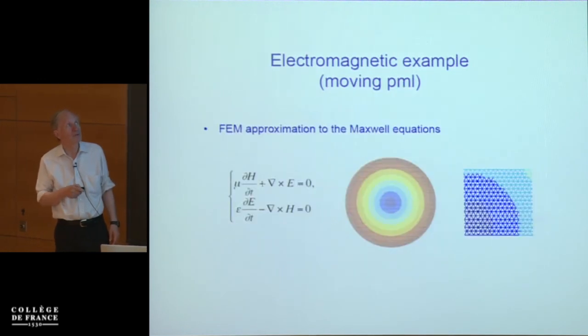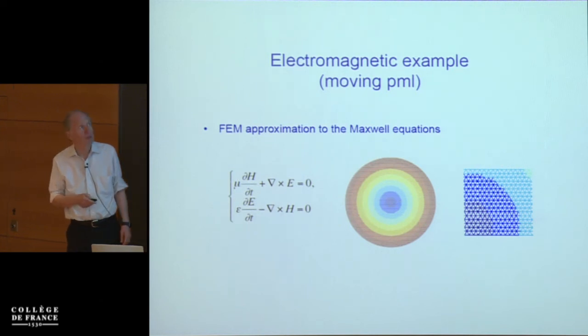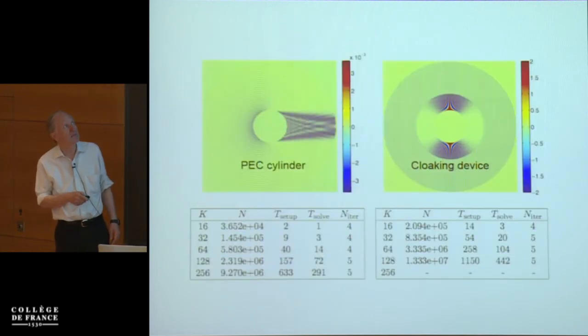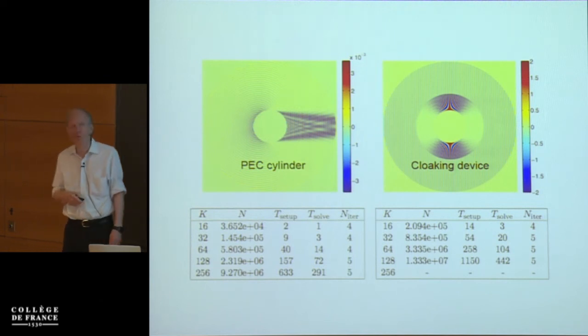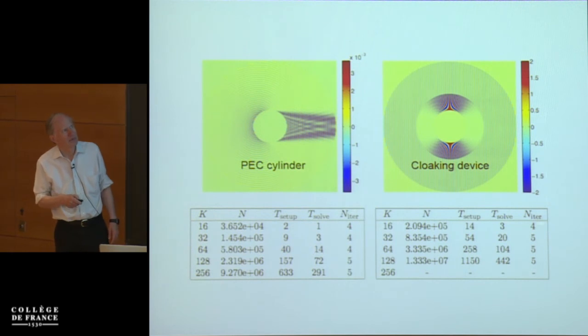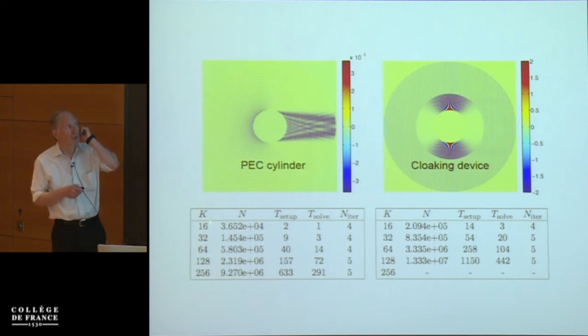You could do a similar approach for Maxwell's equation. So here is a circular radial domain in this case, with a finite element type of discretization, Nedelec elements. And then you could look at the conducting case, or you could do a cloaking form or whatever. And again, the number of iterations stays very similar, which doesn't happen with standard ILU, etc., and also the setup time and the solve time scale reasonably linearly with the number of unknowns in the practical case.